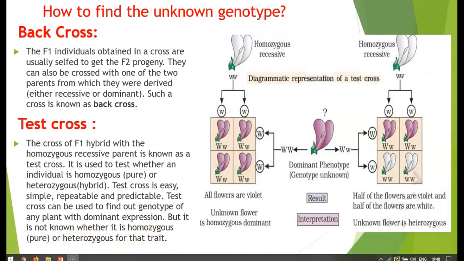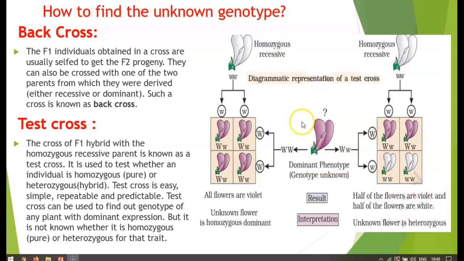Have a look at this diagrammatic representation here. I have a flower and I'm not aware of its genotype, whether it is having two capital W's or two small w's. I cross it back with the homozygous recessive parent here, two small w's. If all the plants are violet, then the unknown genotype is homozygous dominant, two capital W's. But if I cross it back with the recessive parent and I get a combination where I have half the flowers that are violet and half that are white, it will clearly tell me that the unknown flower is a heterozygous flower, that is, if the ratio comes out to be 1:1.